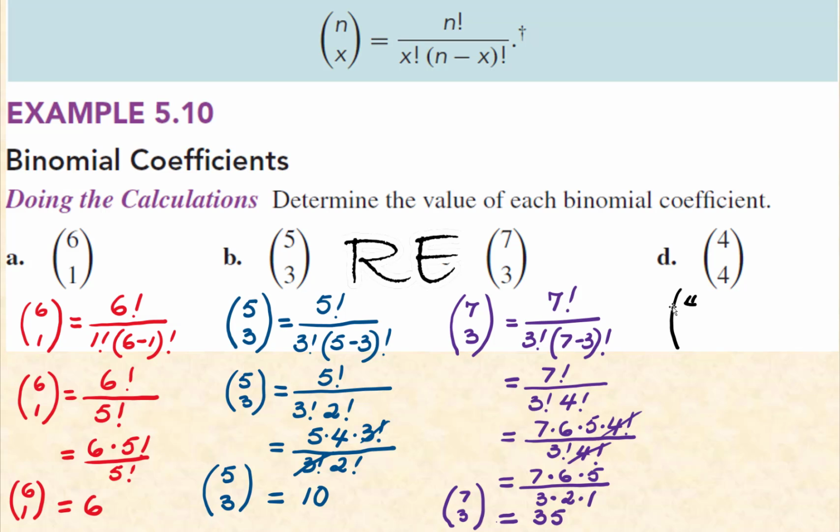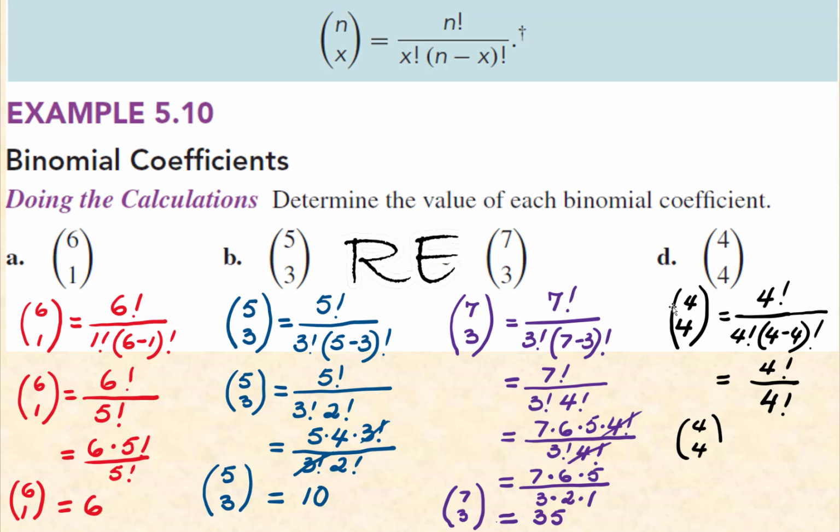Choose 4 out of 4. Order doesn't matter. It'll be 4 factorial over 4 factorial times 4 minus 4 factorial. Therefore, the answer will be 4 factorial over 4 factorial, since 4 minus 4 is 0, and 0 factorial is 1. So the answer is 1.